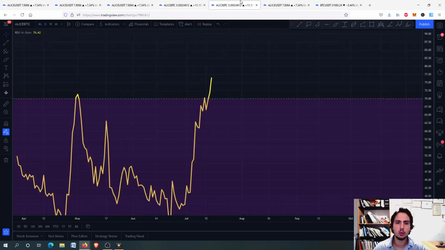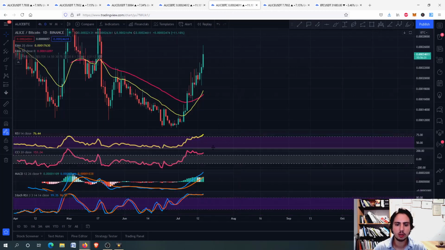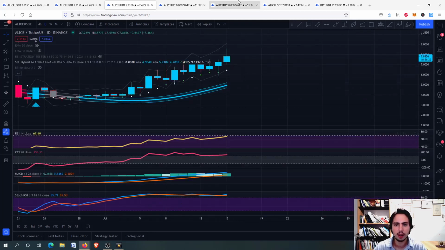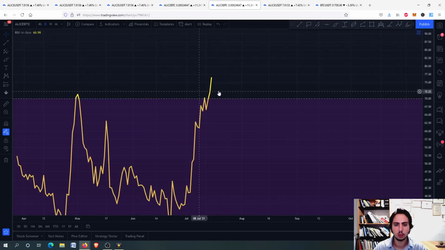Okay, so let's go to the Alice Bitcoin chart on the daily frame. You can see that on the daily we are in an overbought situation for all of the risk metrics, even for the RSI. Back on Alice USDT we weren't. Now on the Alice Bitcoin chart we are. Okay, you can see how we are now.